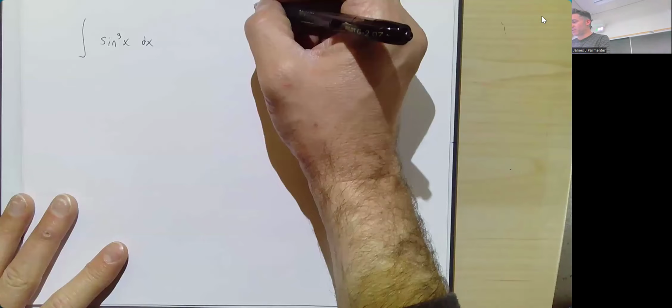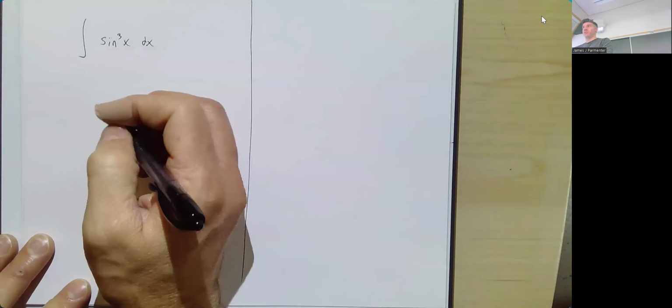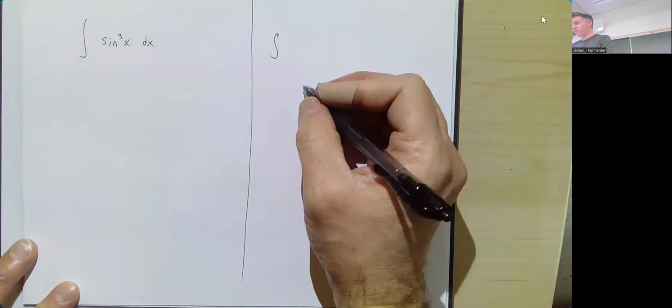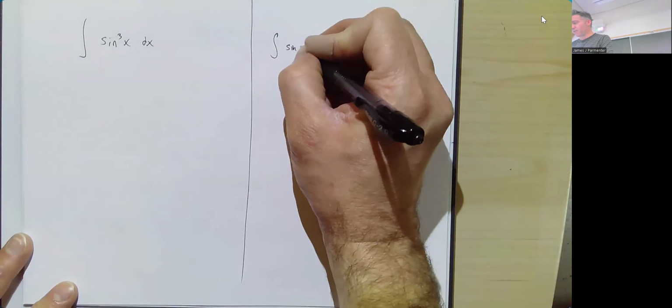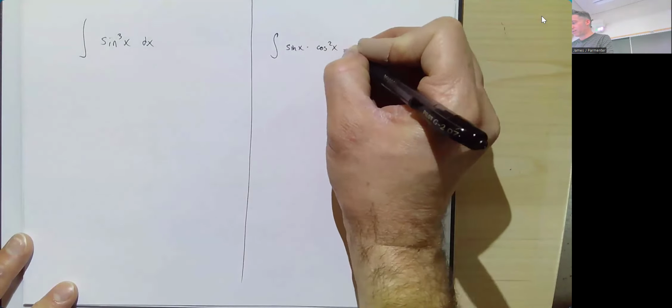Let's look at a slightly different situation, though. We'll come back to this, I promise. Let's say we had the integral of sine of x times cosine squared of x.